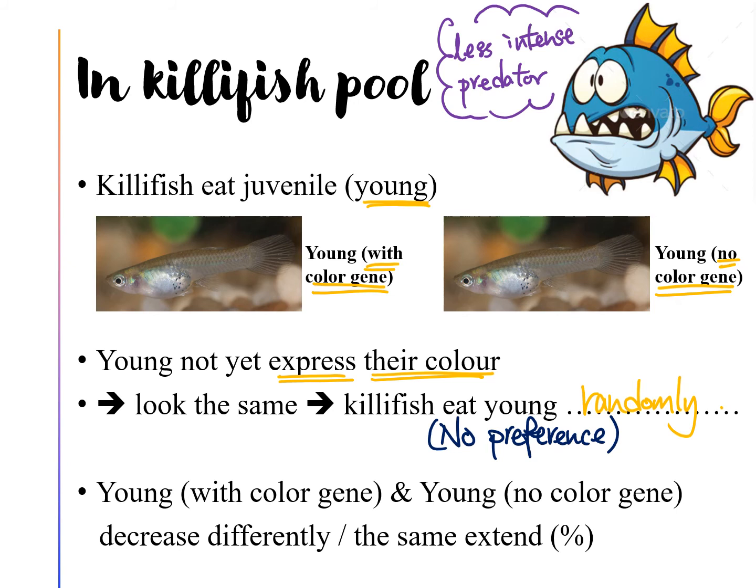So when these young, which all look the same, are being eaten randomly, will they decrease differently or to the same extent? They should decrease by the same extent, but not differently.